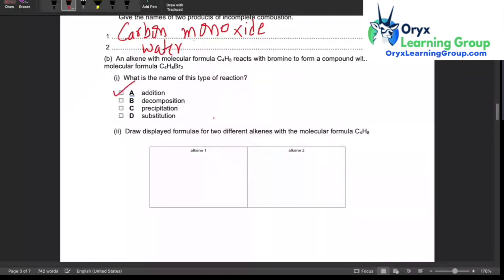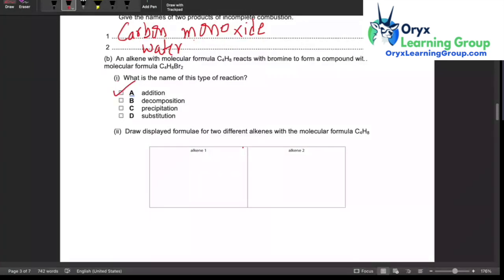Then the next one is: draw displayed formulas for two different alkenes with the molecular formula C4H8. Try this one out, please. What are these called? Two different structural formulas with the same molecular formula. Alkenes, but one can have a double bond in a different placement. Yes. What are those structures called? Isomers, right? Yes, these structures are called isomers.